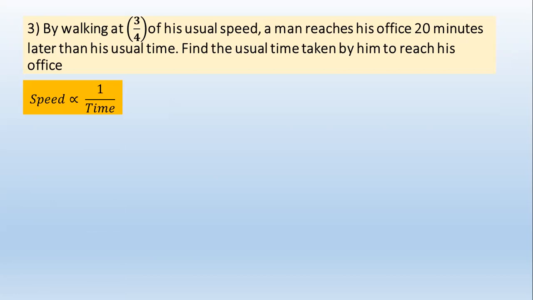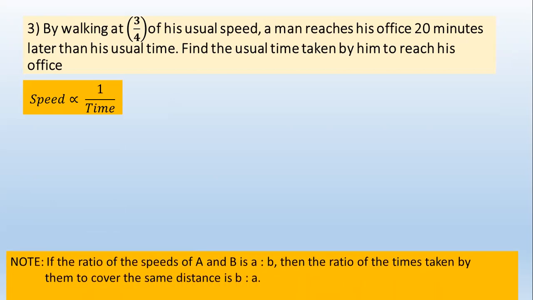Here we can state a statement which is helpful for solving such problems. Note down this statement. If the ratio of the speeds of A and B is A is to B, then the ratio of the time taken by them to cover the same distance is B is to A. Let's move to our original problem.